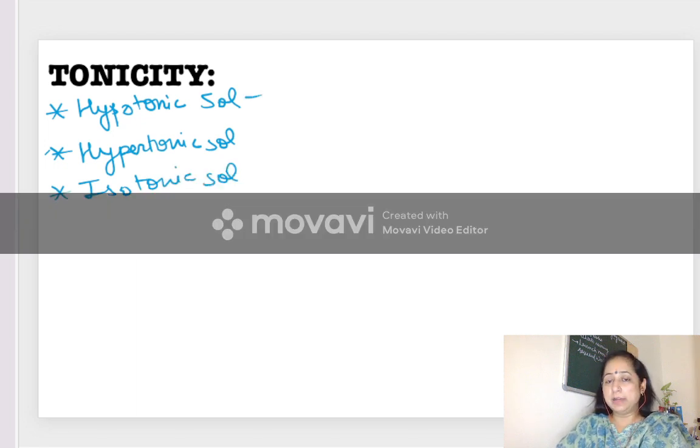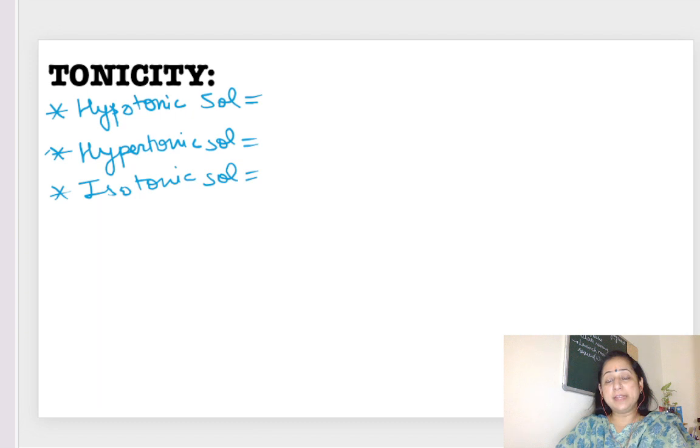Hypotonic solution, you can learn it like this. This is something very easy which I tell my children to learn. Hypotonic solution is a solution wherein the concentration of the solution is less. That means water present in the solution is more.